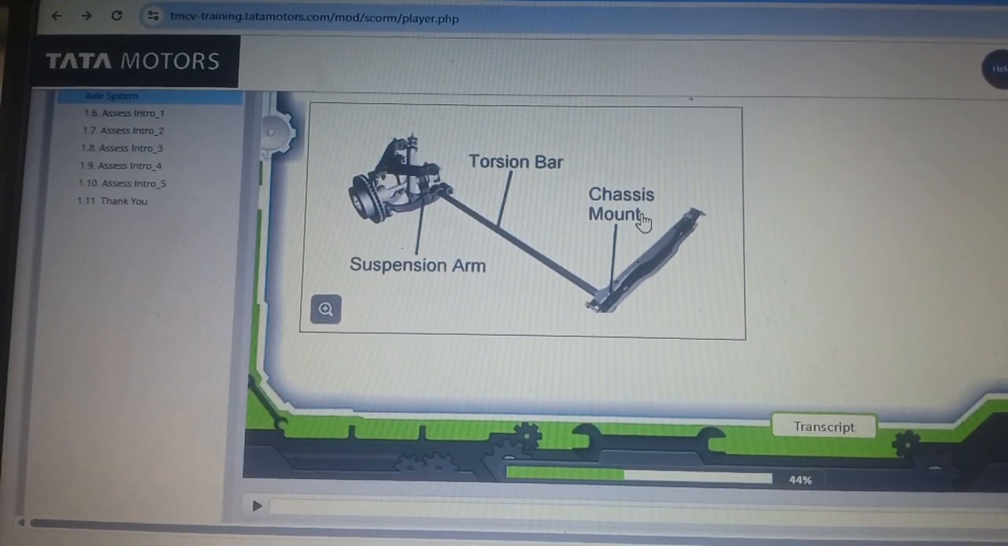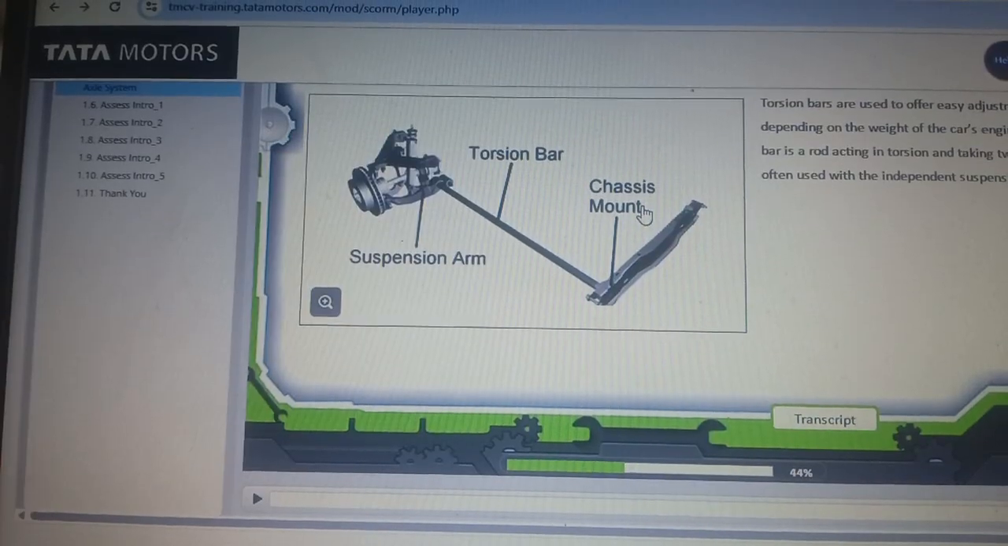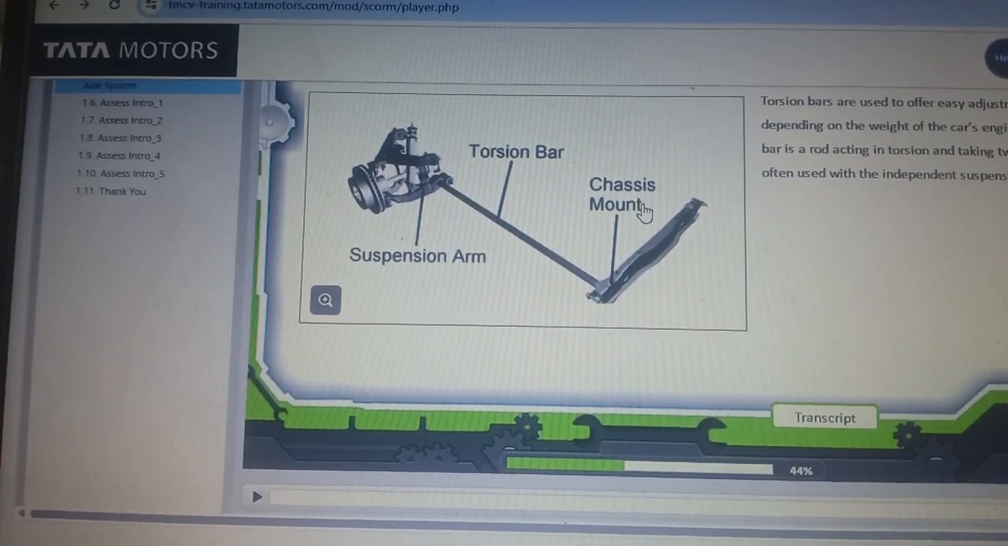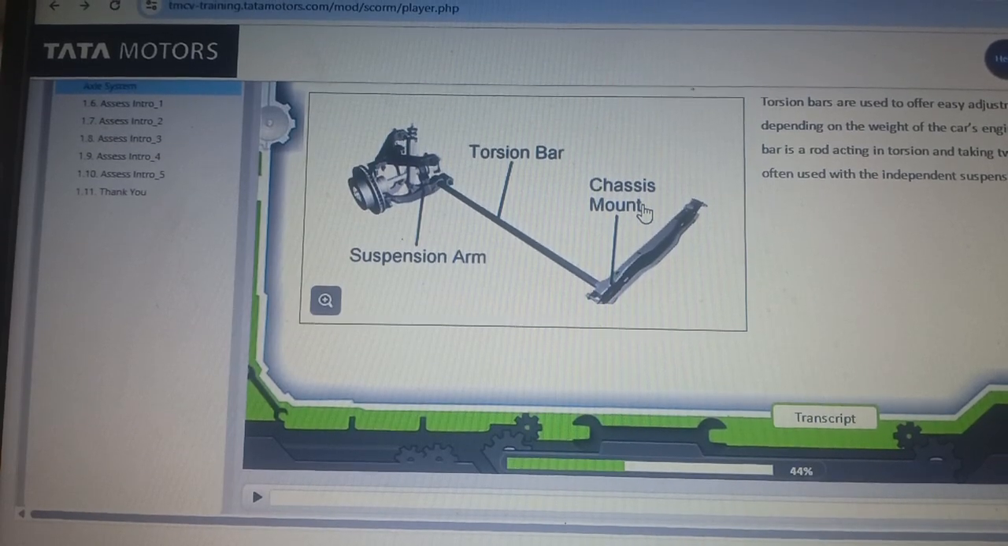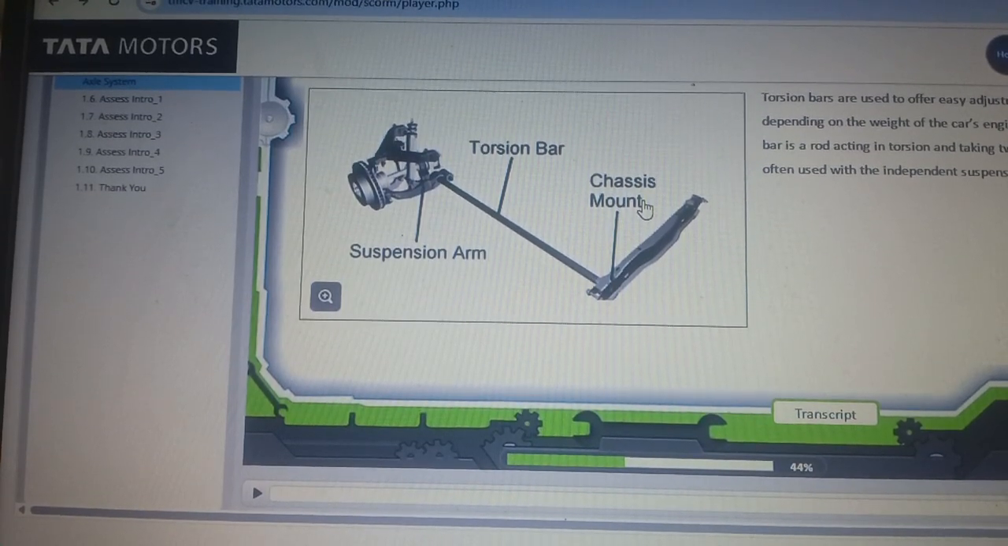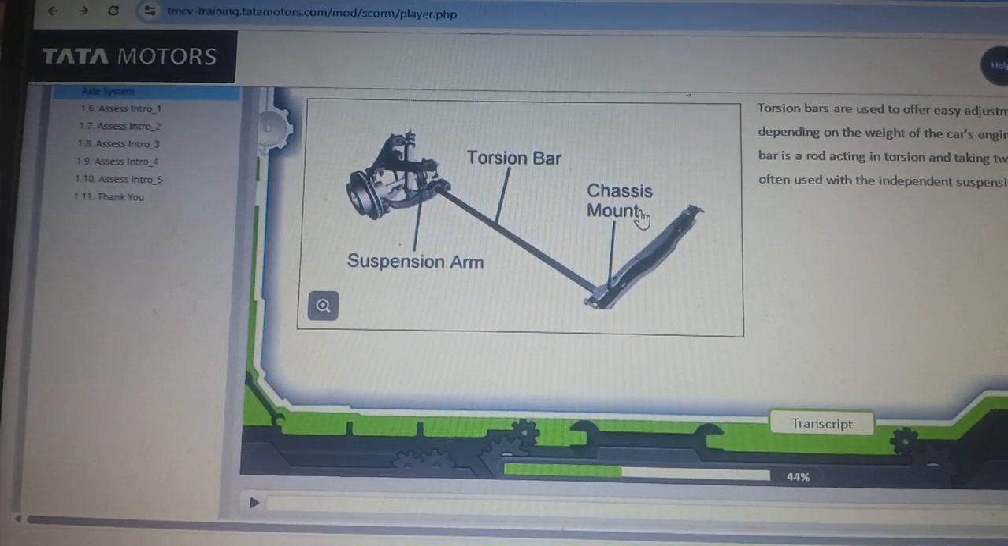Torsion beam bar. Torsion bars are used to offer easy adjustment of ride height depending on the weight of the car's engine package. Torsion bar is a rod acting in torsion and taking twisting force. This is often used with the independent suspension.